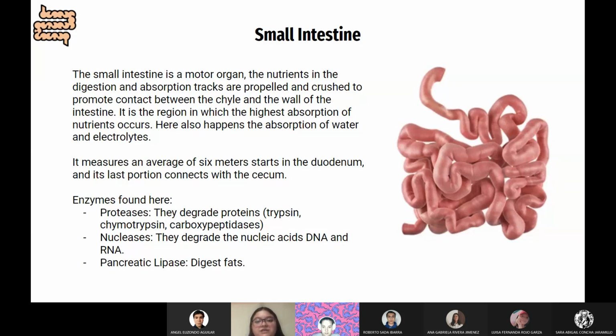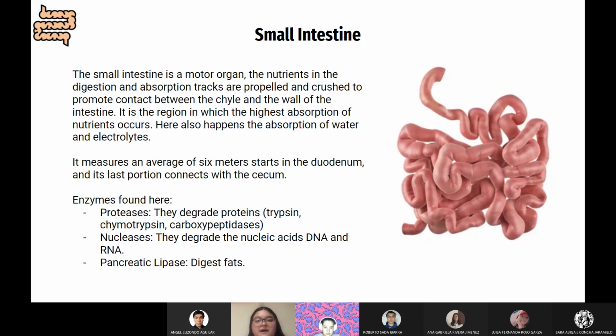The nutrients in the digestion and absorption tracts are propelled and crushed to promote contact between the chyme and the wall of the intestine. It is the region in which the highest absorption of nutrients occurs. Here also happens the absorption of water and electrolytes. It measures an average of 6 meters, starts in the duodenum, and its last portion connects with the cecum.